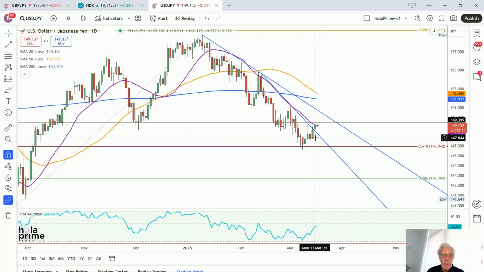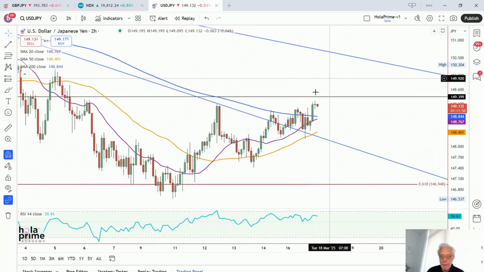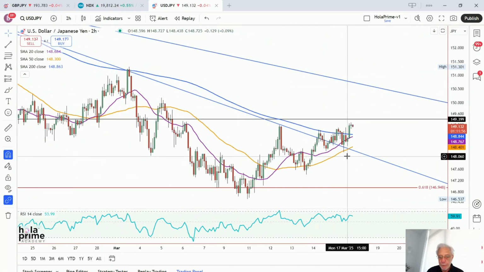So a break above the day high here of 149.28 could trigger a continuation of this short-term rally and a breakout above this 20 moving average, a sign of some strength. That could lead to a test of this higher line. At the same time, there's also a good chance that resistance is seen here, leading to a downturn.